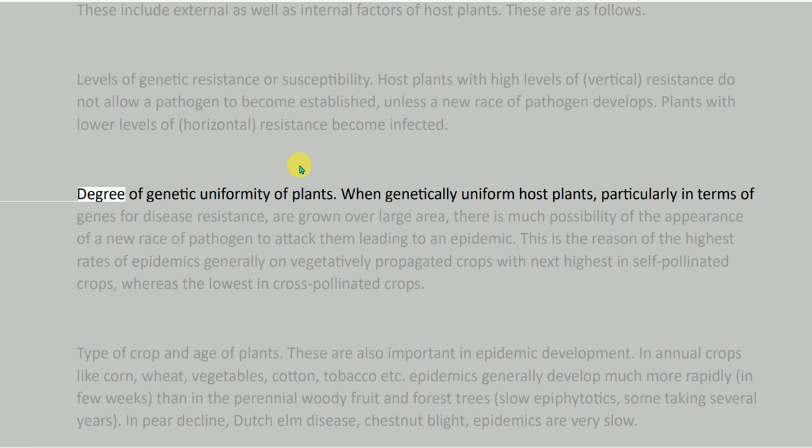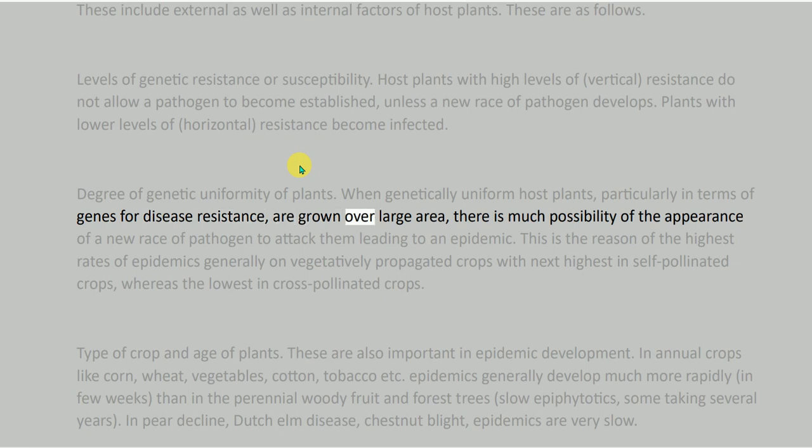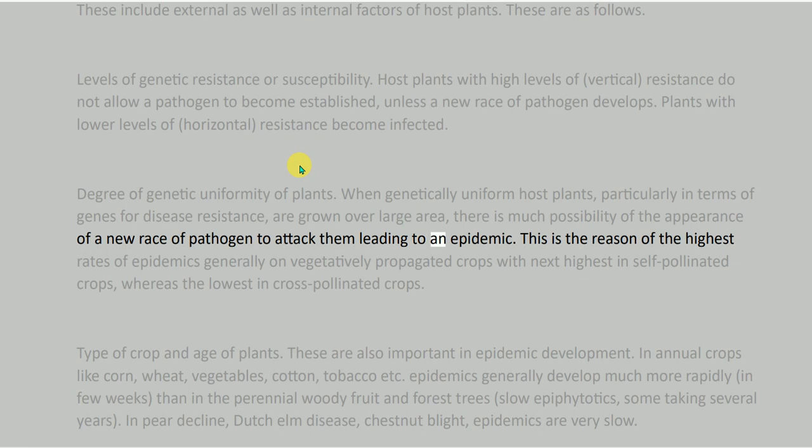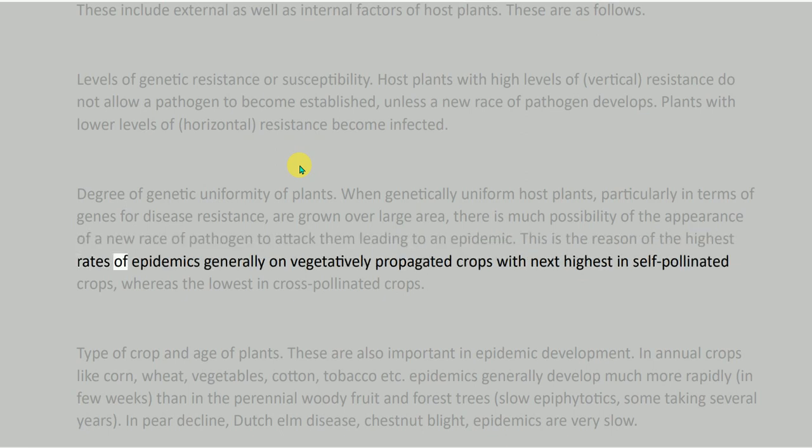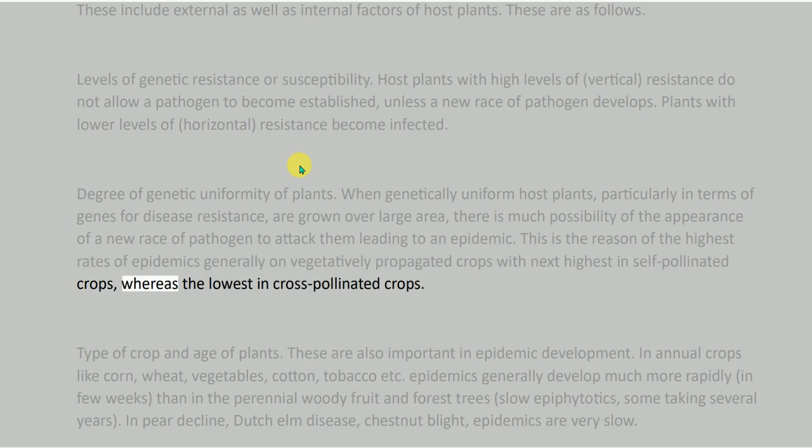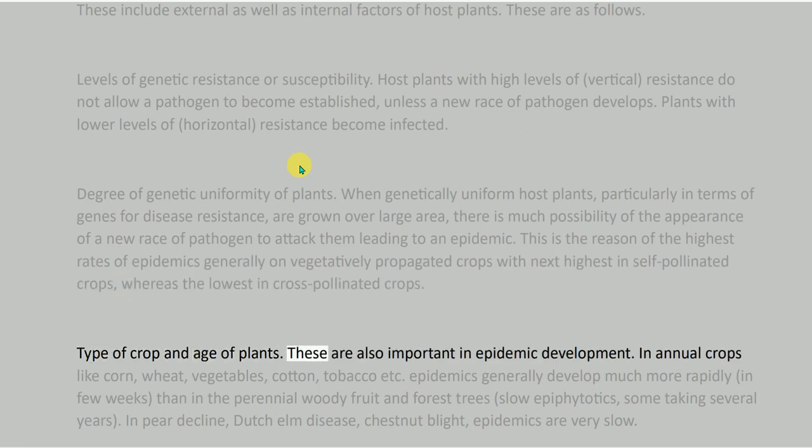Degree of genetic uniformity of plants. When genetically uniform host plants, particularly in terms of genes for disease resistance, are grown over a large area, there is much possibility of the appearance of a new race of pathogen to attack them, leading to an epidemic. This is the reason for the highest rates of epidemics generally on vegetatively propagated crops, with next highest in self-pollinated crops, whereas the lowest in cross-pollinated crops. Type of crop and age of plants. These are also important in epidemic development.